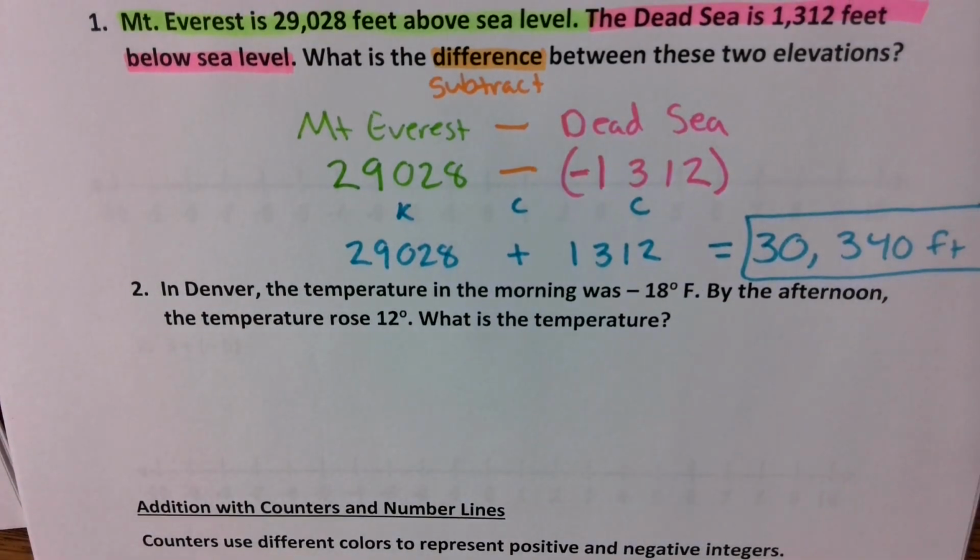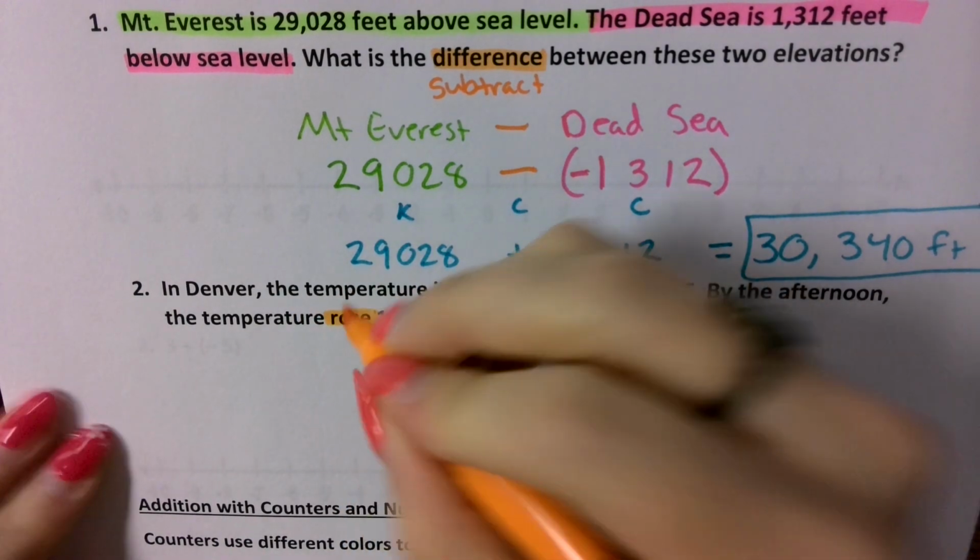Okay, problem number 2. Denver, the temperature is negative 18. By the afternoon, the temperature rose 12 degrees. What is the temperature now, Mason? Negative 6. Okay, but we said it rose. Remember I told you guys before that when you rise, that could be a positive, but it also could mean addition, right? It means that it could be an addition.